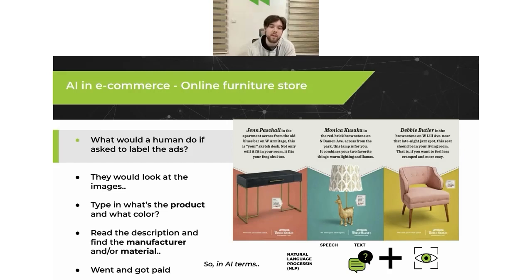So you're prompted to write the product type somewhere. So you type down table, and you're prompted to write color somewhere. So you type down black. And now, if you want to make AI do this, what you actually want to do is create a system that emulates what the human would do in this situation.